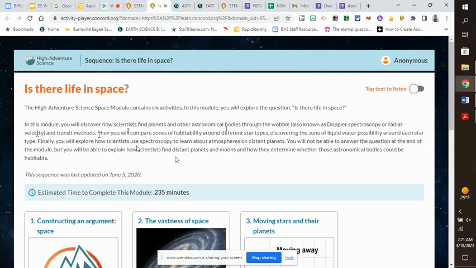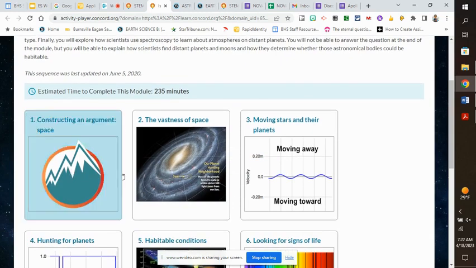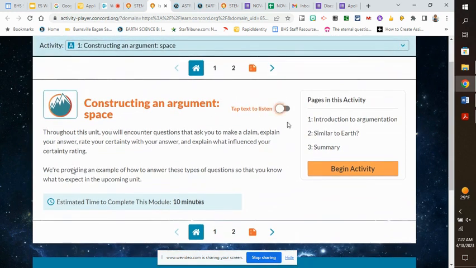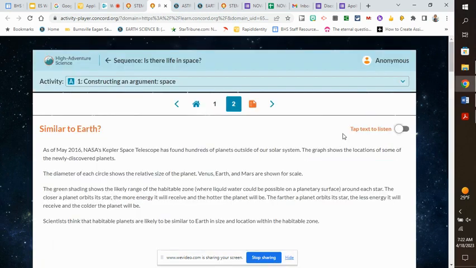You will not be able to answer the question at the end of the module, but you will be able to explain how scientists find distant planets and moons and how they determine whether those astronomical bodies could be habitable. So we start with constructing an argument about space. Now, if you've not done any of these before, you should do part 1, Introduction to Argumentation. Most of you have seen this at least twice, so we don't have to revisit page 1 in this activity. So we're going to start with page 2.